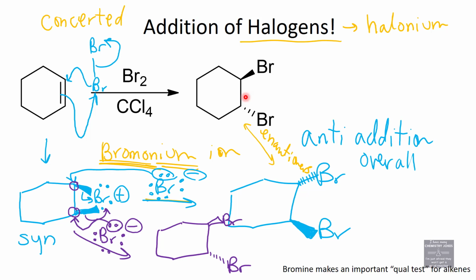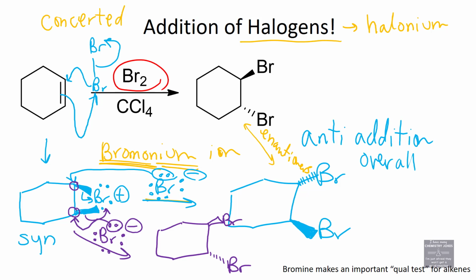That's almost enough about bromine. The final little thing I want to say about bromine is bromine makes an important qual test for alkenes. What is a qual test? A qual test is something that shows you a quick yes or no answer. A qualitative test, which we will always talk about, to spot a certain functional group.